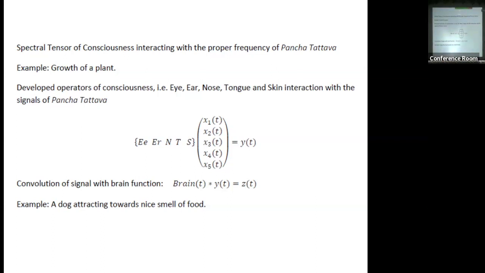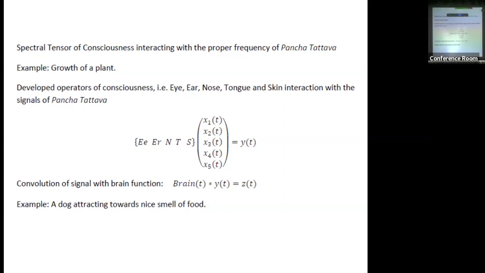You get a higher operator level, like rat, cat, dogs, things like that. So again, you are getting from these operators some signals or some kind of waves. Okay, and these waves are converted into some signal. Say y(t) is a function of t, and this y(t), when it convolutes with the brain signal, you get another information, z(t). Like for example, a dog is attracted towards some food because of its smell.